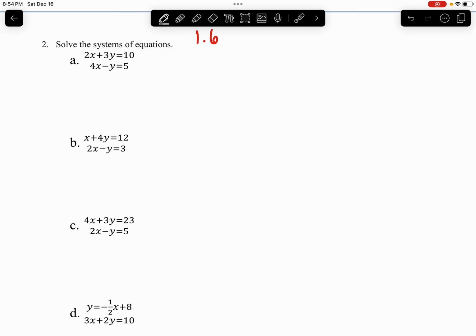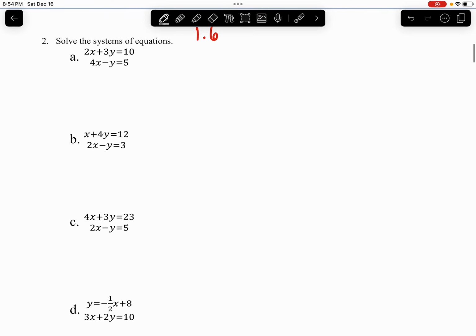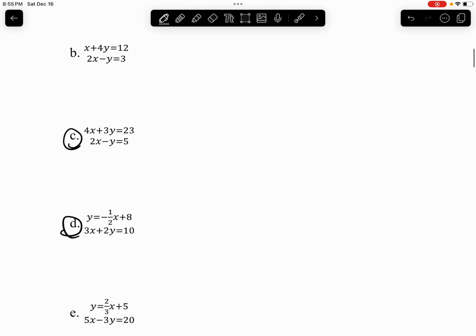So I'm only gonna go over one of them. I want you to see. Oh, sorry, I meant D. I'm gonna go over D. So for this one, let me rewrite it. y equals -1/2 x plus 8, 3x plus 2y equals 10.